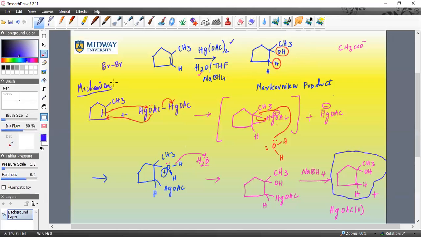Okay, so in the next video, we are going to look at boration. So this is mercury acetate reaction. And then the next one, we are going to look at the same double bond, what happens when it reacts with borohydride. All right, so stay tuned.